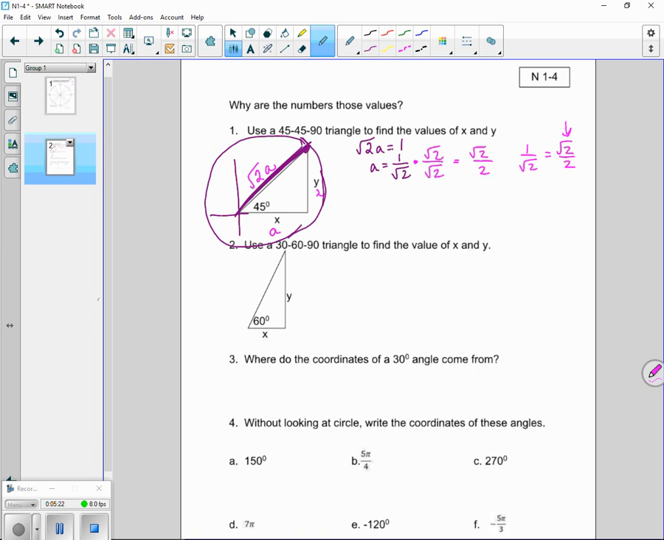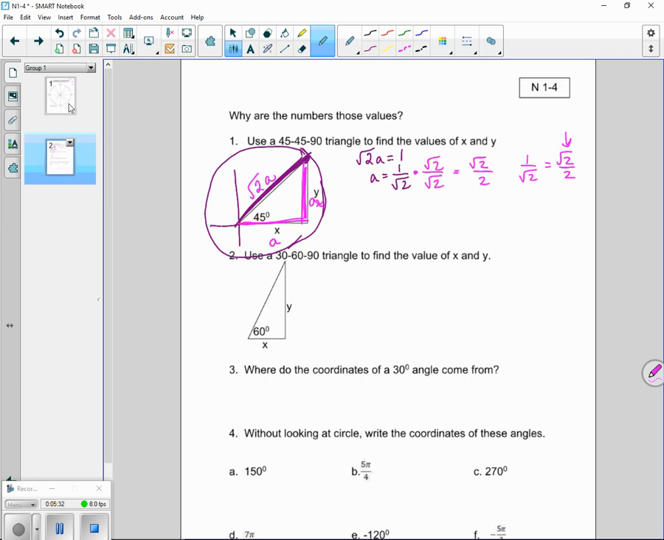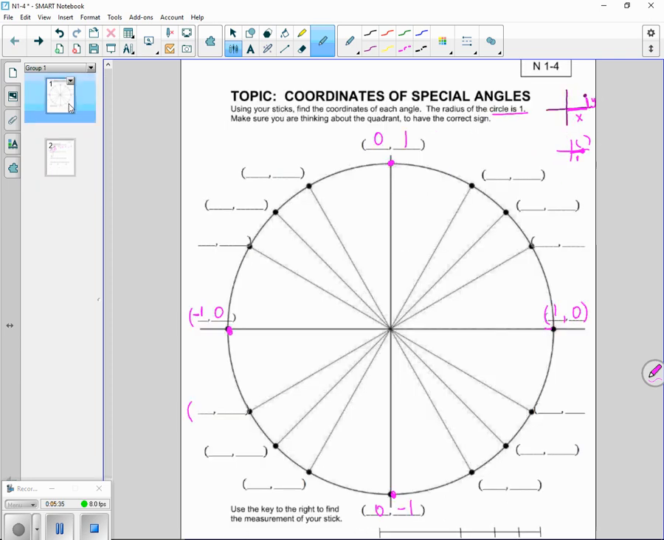So if a is square root of 2, do you notice that the x and the y have the same value? So let's go back to page 1. If you go back, that means, look guys, we just figured out, isn't 45 degrees the middle one? You figured out that the x and the y were square root of 2 over 2 and square root of 2 over 2. And doesn't that look visually about right, that the x and the y are the same?